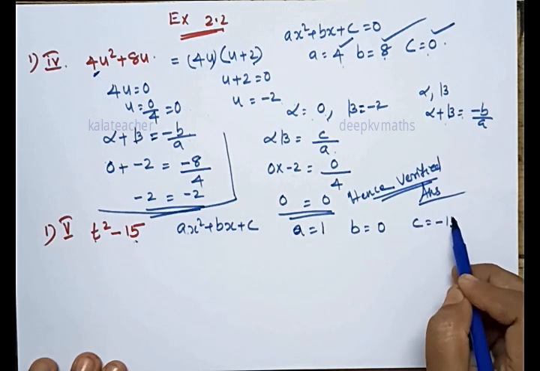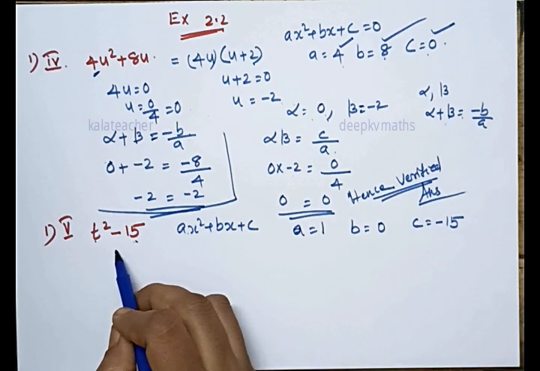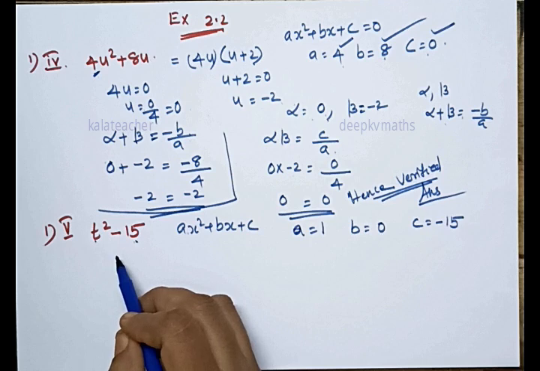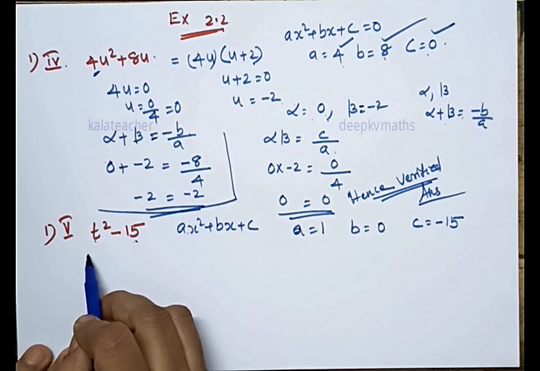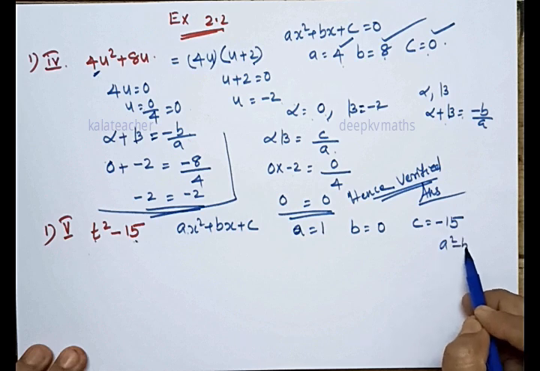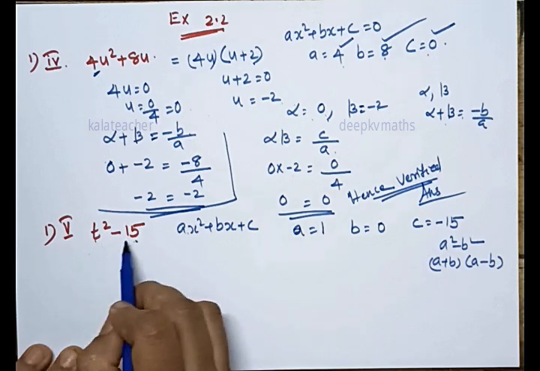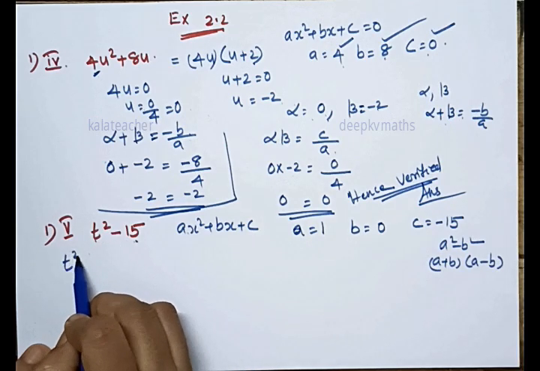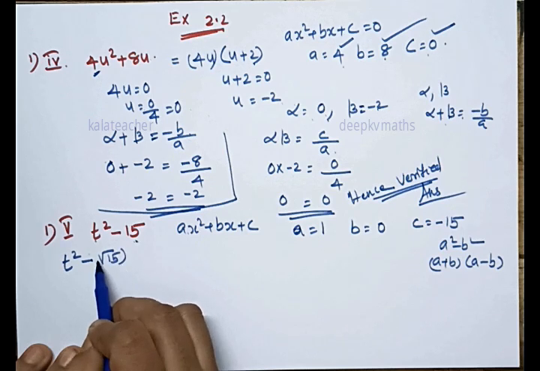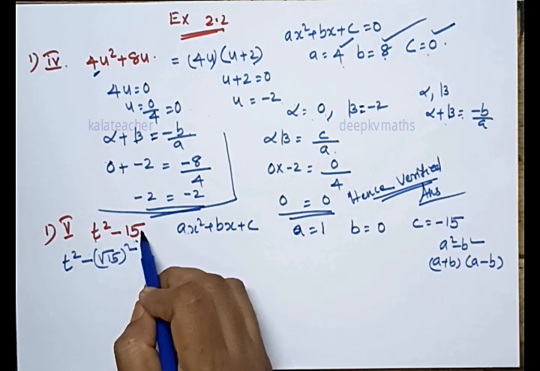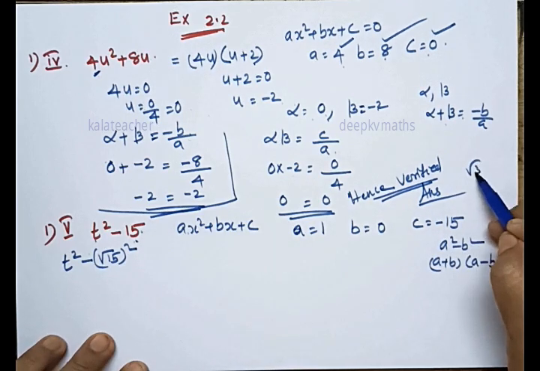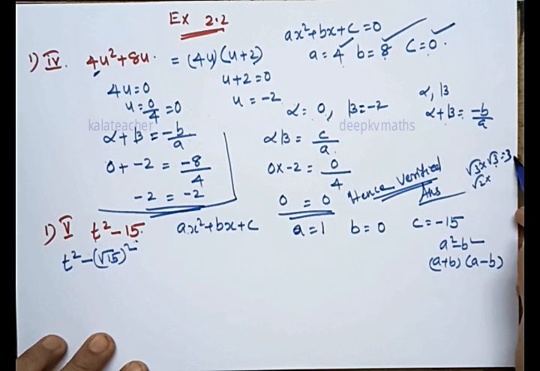C means constant term, that is equal to minus 15. Now find the roots, that is, find the factors and equate them to 0. t² minus 15 is in the a² minus b² format, which is a plus b into a minus b. That is t² minus root 15 the whole square. Root 15 the whole square means 15. Root 3 into root 3 is 3, root 2 into root 2 is 2, and 3 into 2 gives root 9, which becomes 3; root 2 into root 2 is 2.